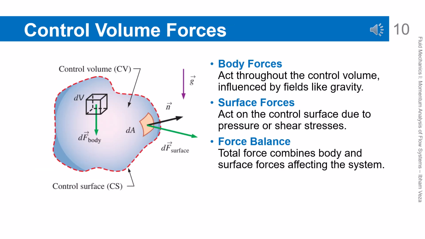Control volume forces. The forces acting on a control volume are divided into body forces and surface forces. Body forces act throughout the fluid volume, with gravity being the most common example. Surface forces act on the control surface, mainly due to pressure and shear stress. Both types of forces must be summed to obtain the total force on the system. This force balance is then related to the change in flow momentum.